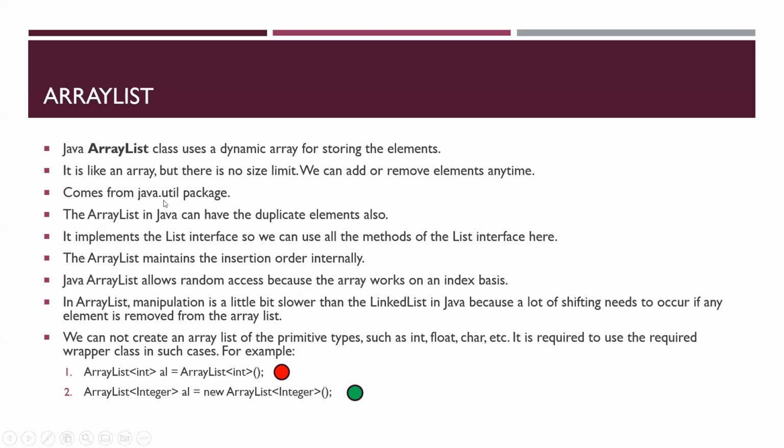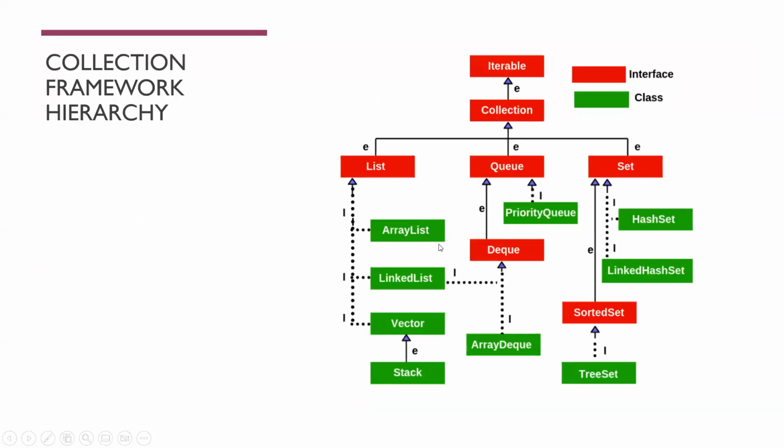It comes from the java.util package. The ArrayList in Java can have duplicate elements also. It implements the List interface, so we can use all the methods of the List interface. Just keep this diagram in your mind so that it will be very easy for you. ArrayList is implementing the List interface. List is an interface.